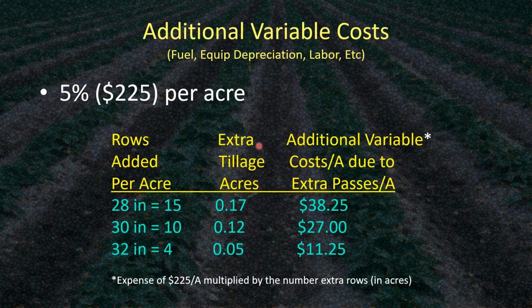If you look at the extra tillage acres created by those rows, and you multiply it by the price per acre, you get the additional variable costs due to extra passes made with your equipment. It'd cost you about $38 more with 28-inch rows than at 34s, $27 for 30-inch rows, and $11 for 32-inch rows compared to 34-inch rows, which would not cost you any more because that's your standard.